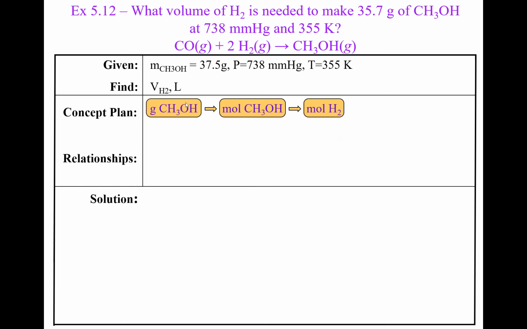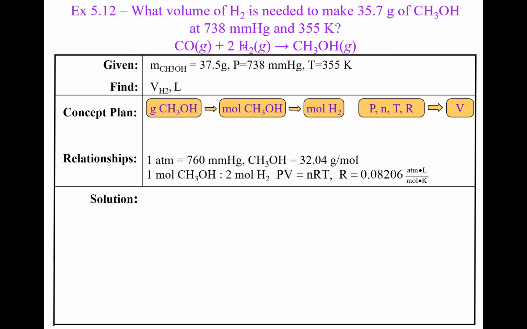Well, you got to start with what they gave you, right? This time they gave us grams of the product. So we need to use the periodic table to get to the moles, then our mole to mole ratio from the balanced equation, and then the ideal gas law to the volume of the gas we're interested in.